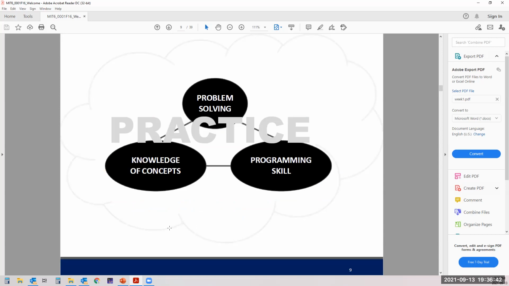Now, what is programming? Programming is problem solving. You have to have programming skills, knowledge of the concepts, and a problem solving mind. And on top of all of those is practice, practice, practice. How much you practice is how much you will gain programming skills, you will improve your problem solving skills, and also your knowledge will increase.